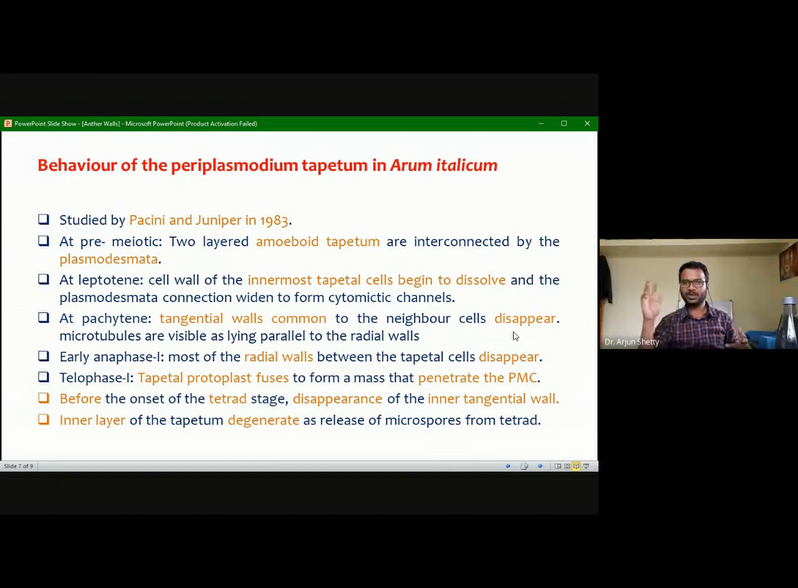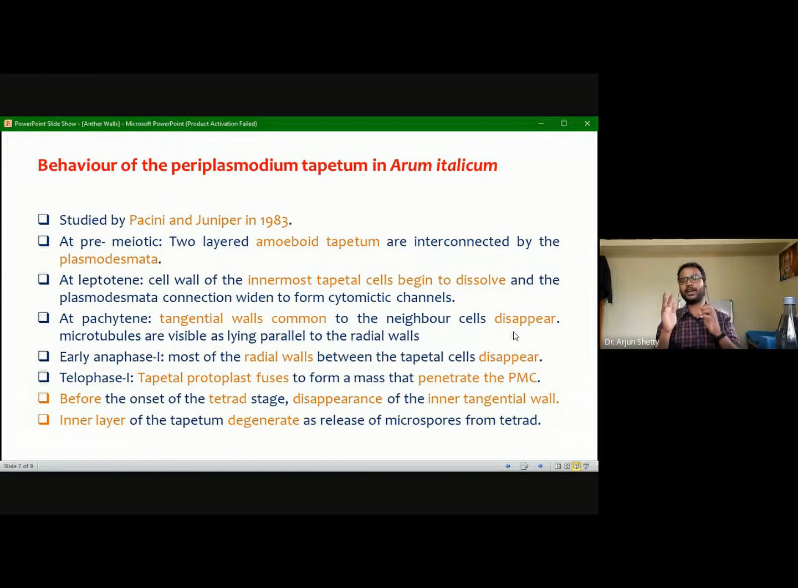At telophase 1, they are now shifting themselves to the meiotic 2 division. So when they start moving towards and penetrating the pollen mother cell, what happens? This pollen mother cell will start undergoing the meiotic division, and they are going to complete prophase 2, metaphase 2, anaphase 2, and telophase 2.